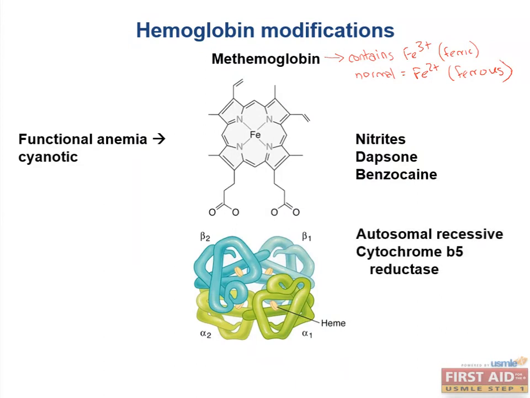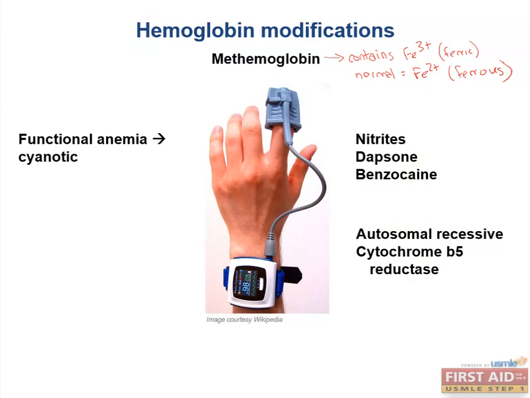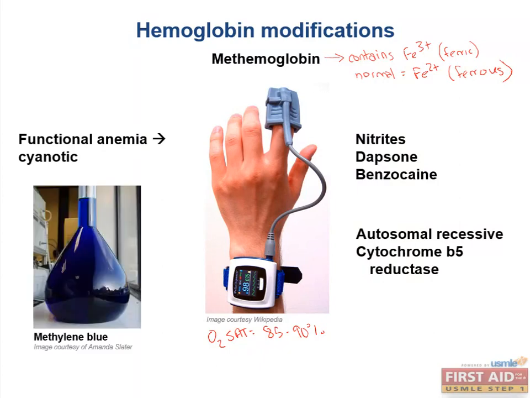Methemoglobinemia can also be an inherited disorder, and the most common inherited form is an autosomal recessive disorder where you have a deficiency of cytochrome B5 reductase, which converts methemoglobin to hemoglobin. So how do you make the diagnosis? The classic presentation here is clinical cyanosis with an O2 sat on routine pulse oximetry of 85 to 90%. But then, when you get a blood gas, the arterial PO2 is normal, and the blood is chocolate brown, and it doesn't turn red with oxygen exposure.